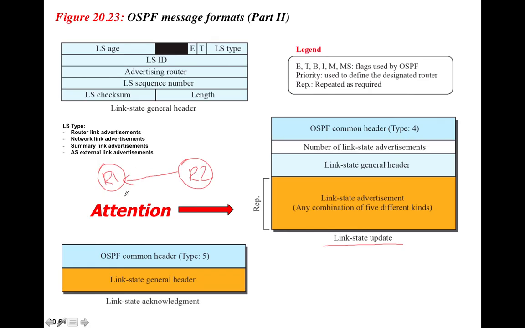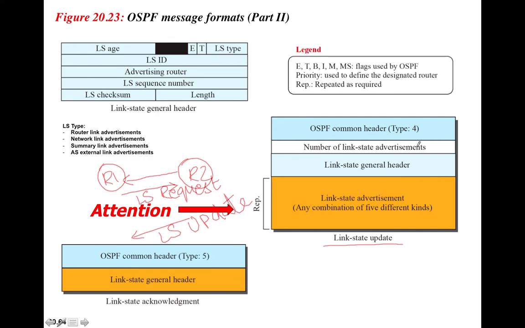So R1 will now send a link state request packet to R2, asking it for the specific entries that it doesn't have. It will not ask it for all the information. It'll be too much. It will only ask for the information that it does not have. So in response to the LS request, R2 will then send an LS update, right? An LS update. So this is the LS update.